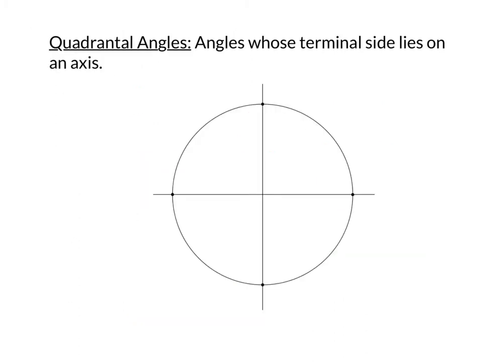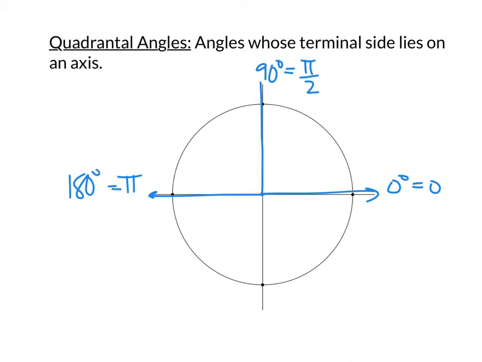Quadrantal angles are angles whose terminal side lies on an axis. So in one trip around the unit circle, there are 4 quadrantal angles. We could have this angle, which would be 0 degrees, or 0 radians. When we get to that 90 degrees, remember that's the same as pi over 2 radians. Another quadrantal angle over here would be at pi or 180 degrees. And the fourth one is the other one that lies on the axis, and that's going to be 270 degrees or 3 pi over 2.